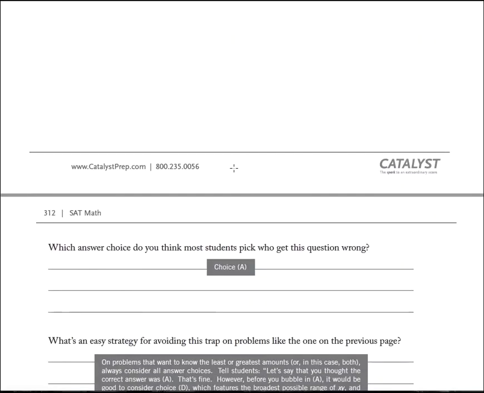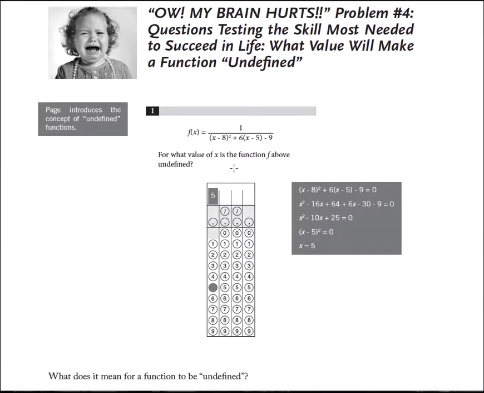Okay, good. I see that you guys got that. Let's move on here. Let's go to the next value.